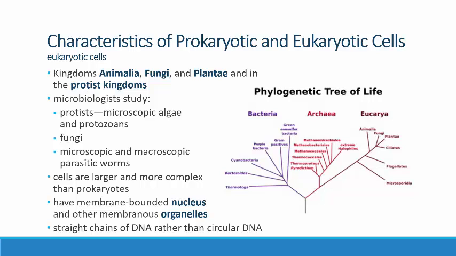The cells of eukaryotes are larger and much more complex than prokaryotic cells are, and they do have membranous organelles and a nucleus with a membrane around it. So the DNA is protected inside a nuclear envelope. And rather than having circular DNA, the eukaryotic DNA that we find in eukaryotic cells is straight chains of DNA rather than circular pieces of DNA.